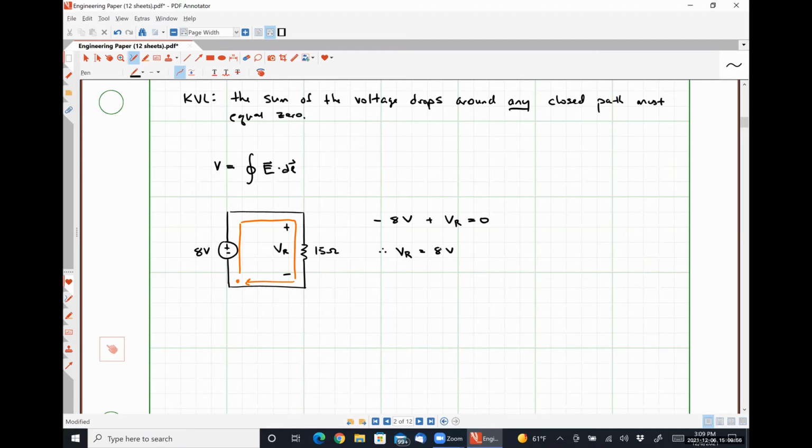So again, these two are connected in parallel. Because they share a top node and they share a bottom node, they have to have the same voltage drop over them. If I put another element in parallel, that one would also have 8 volts and so forth and so forth. So whenever things are connected in parallel, they have to have the exact same voltage. Okay.